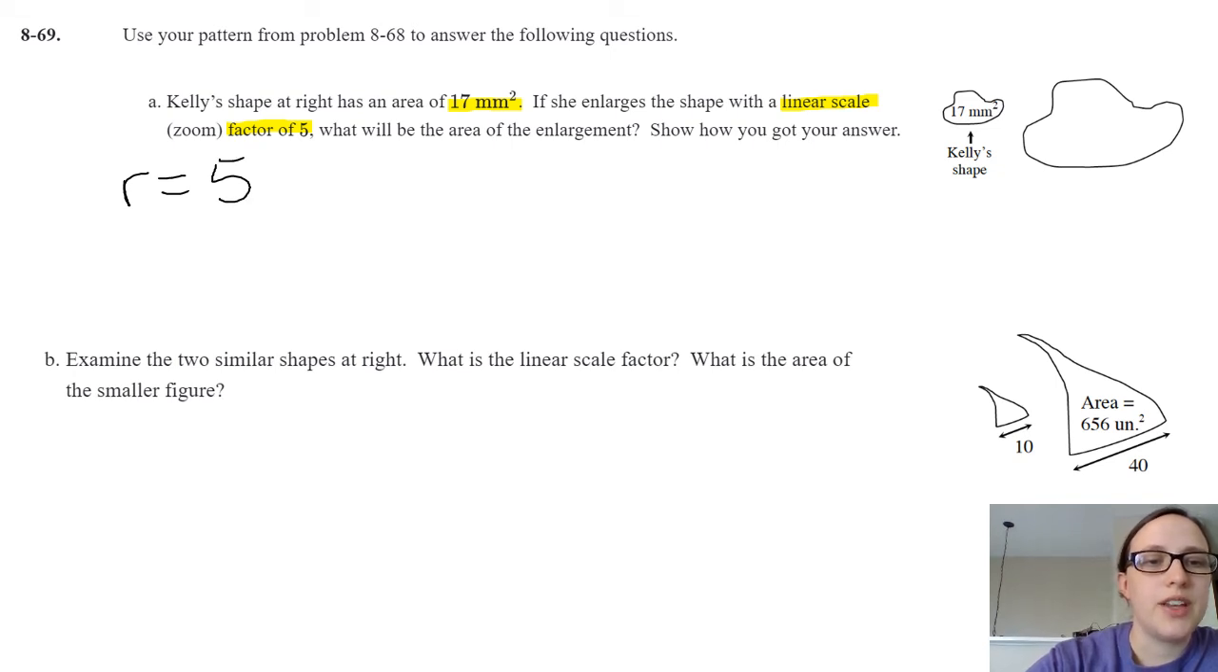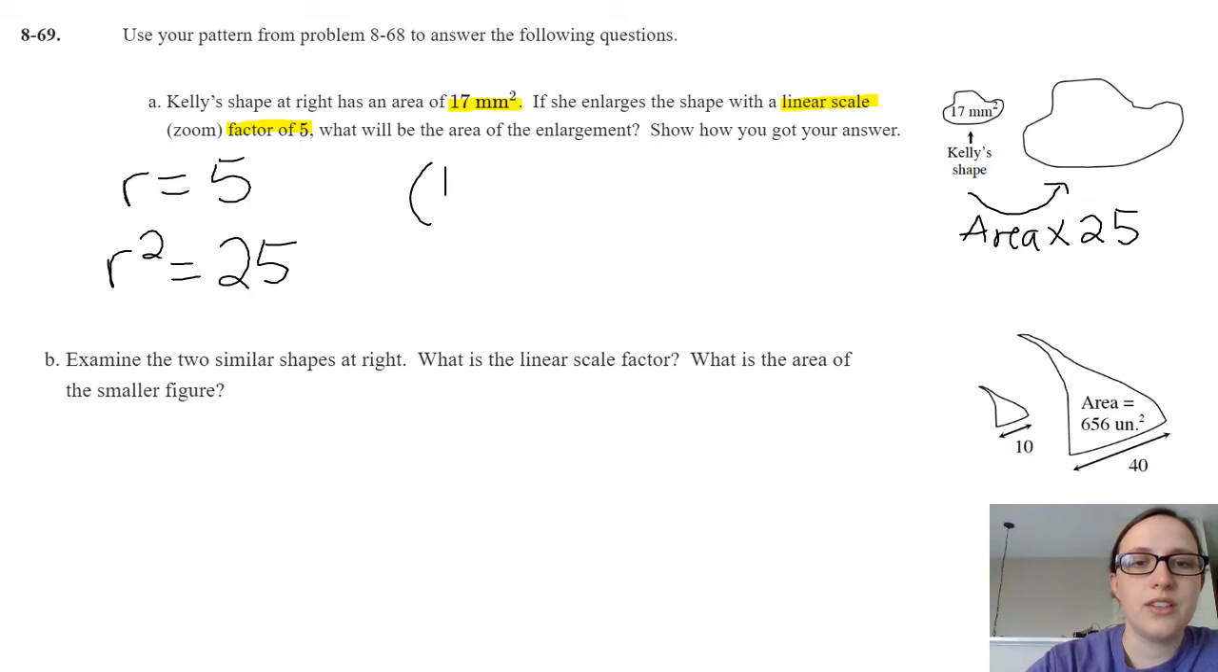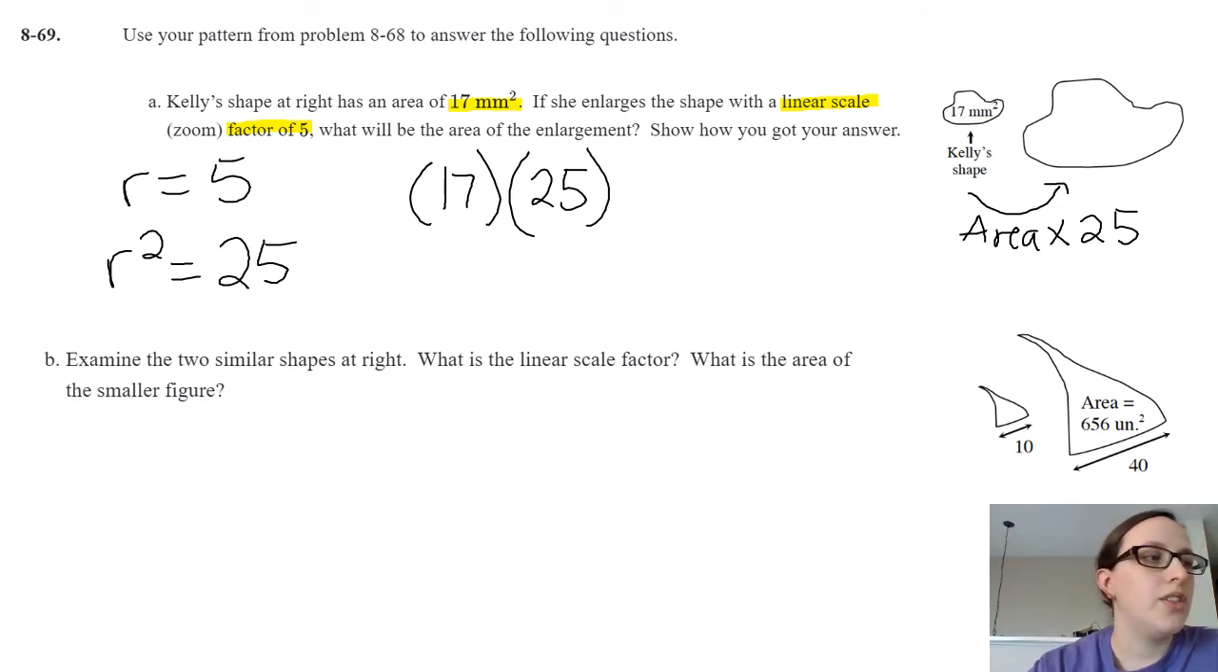then we know that to find the area scale factor, we just square that number. So 5 squared is 25. So the area of this shape is 25 times larger. So we're just going to take the original 17 and multiply it times 25. And that is going to be the new area, which is 425 millimeters squared.